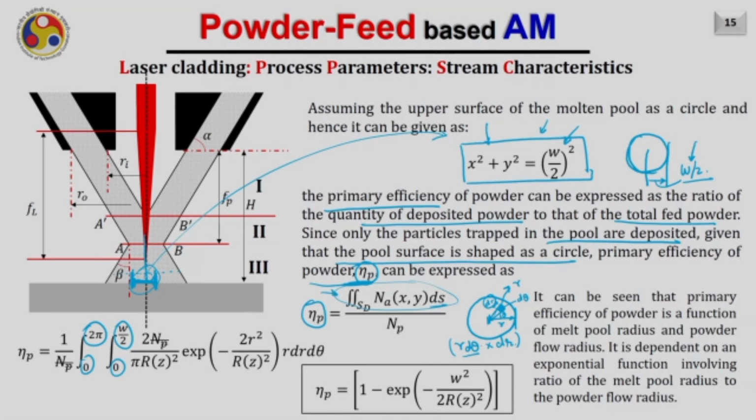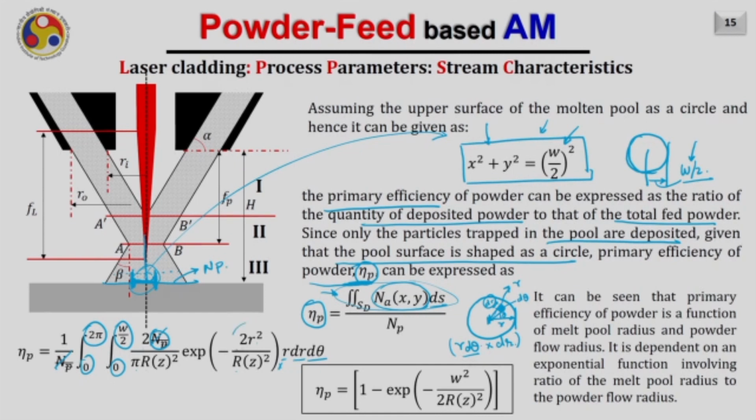So here if I replace this value of n(x,y) from the previous expression, it will be 2Np divided by pi Rz square, exponential minus 2r square divided by Rz square, into the area of this tiny small element, that is r dr d theta. Here the Np is nothing but the total number of particles in the cross section. So if I am considering a cross section here, I am trying to find out the total number of particles in this zone. So as Np will get cancelled, this term will no longer remain in the efficiency.